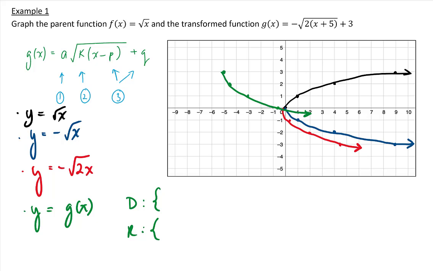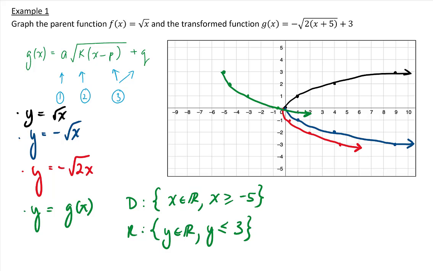So we see our domain is that x can take on any real number. However, x has a restriction where it has to be greater than or equal to -5. Similarly, we have our y values can take on any real number. However, the restriction for the y values is that y has to be less than or equal to +3. So there's the domain and range for our green graph.